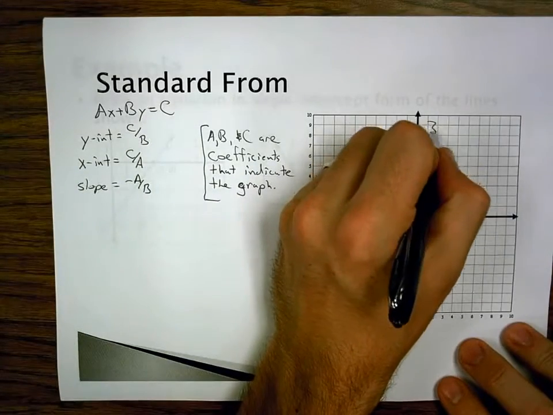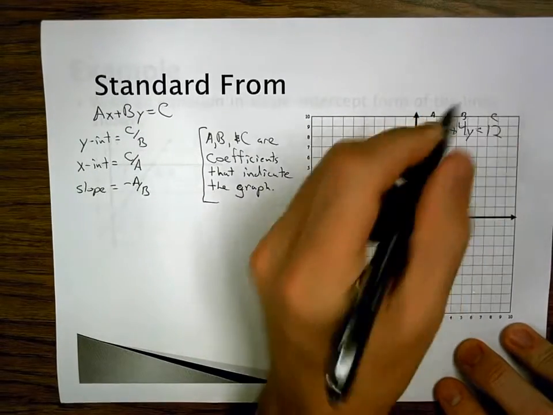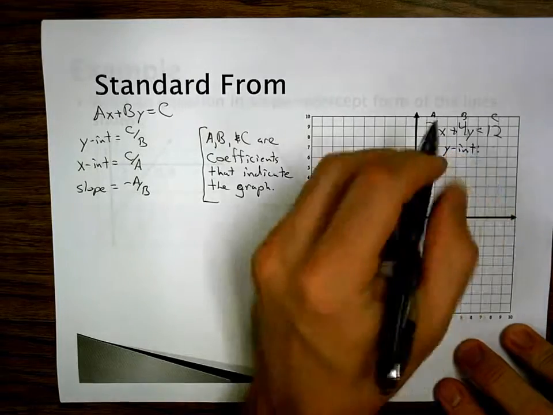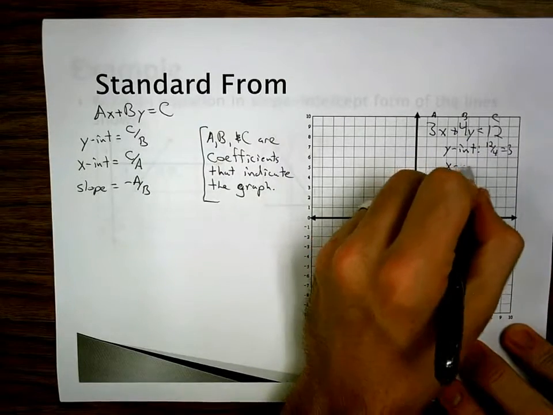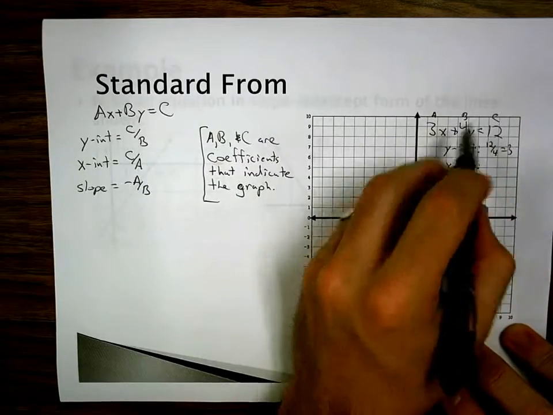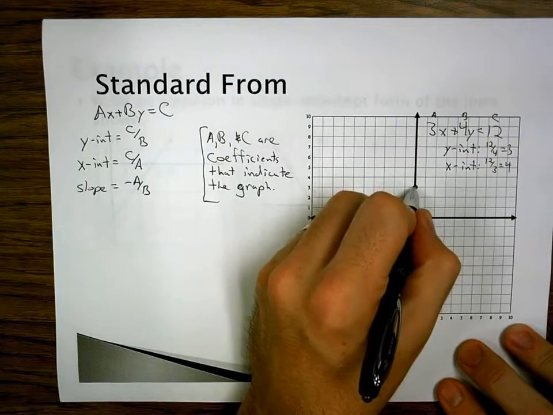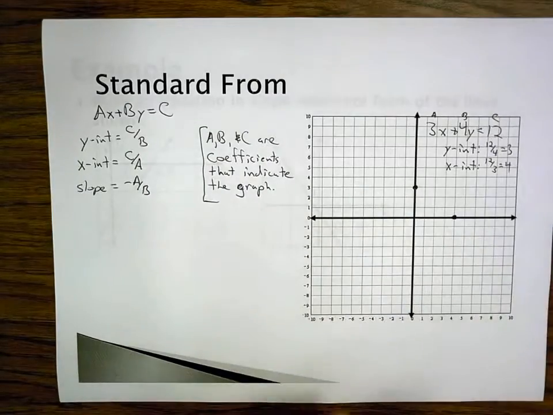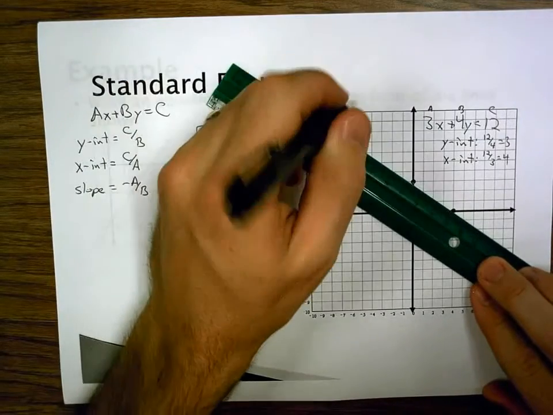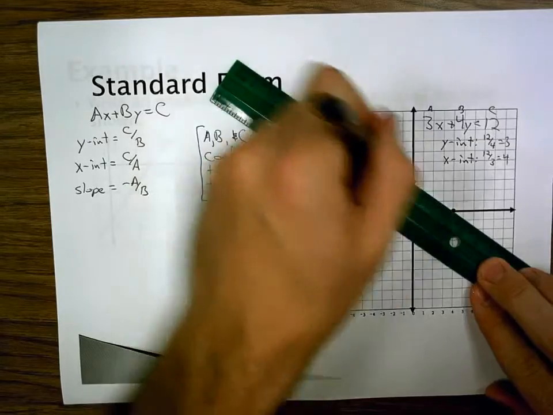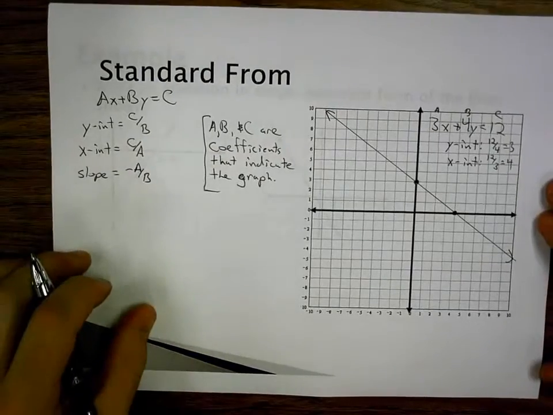So let's pick an example. Let's say I have 3x plus 4y equals 12. And this is a, b, c. If I wanted the y-intercept, that would be c over b, which is 12 over 4, or 3. If I wanted the x-intercept, that would be c over a, 12 over 3, which is 4, which I can plot those points. Y is 3, x is 4. I can draw a line through that. And I get my equation, which is 3x plus 4y equals 12.